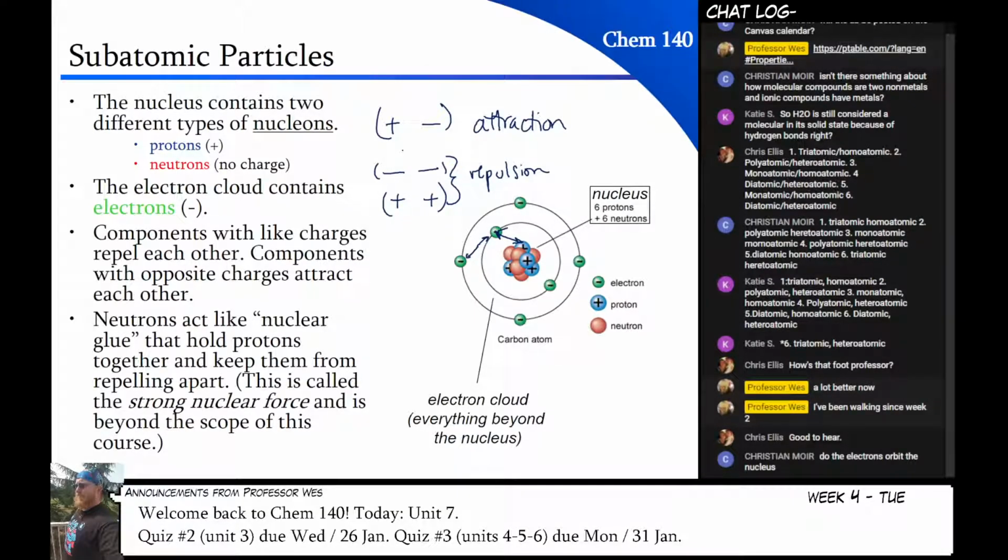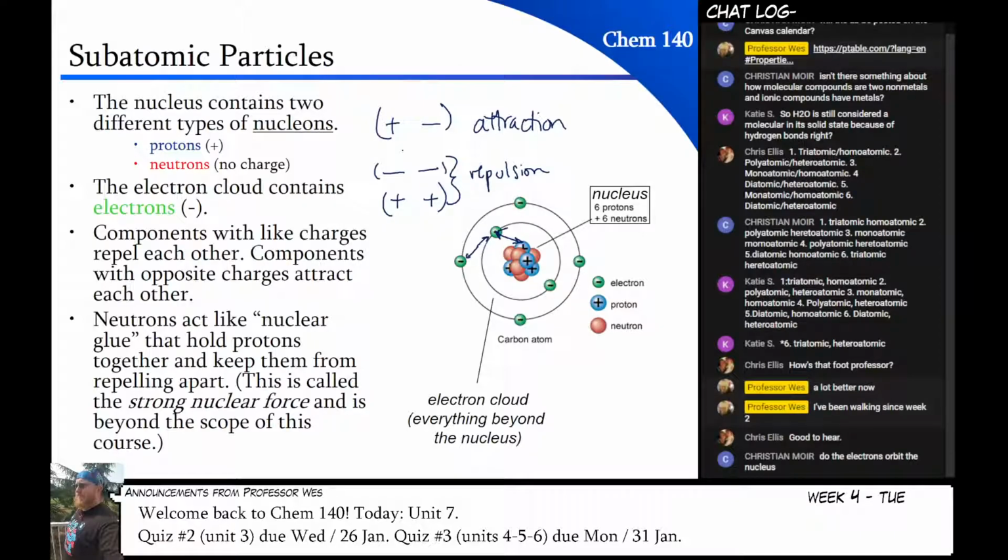Now, what is the purpose of the neutron in the middle there? What neutrons do is they are actually attracted to protons, and they hold them together through what's called the strong nuclear force. The nuclear force is the force of attraction between nucleons, which are the protons and the neutrons. Nuclear forces are beyond the scope of this class, but really what you can think of is that neutrons are like nuclear glue. They hold protons together.